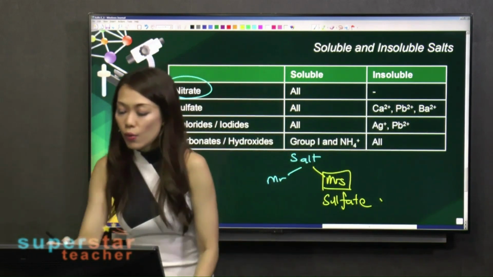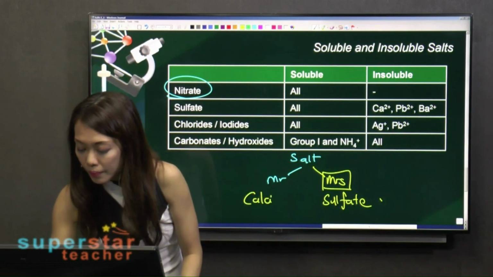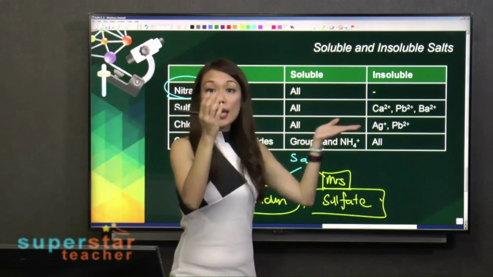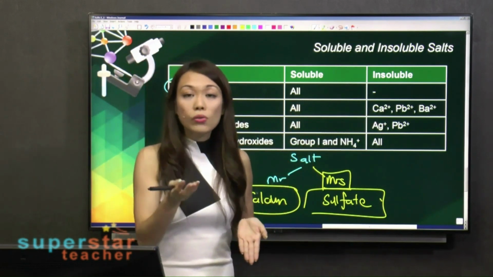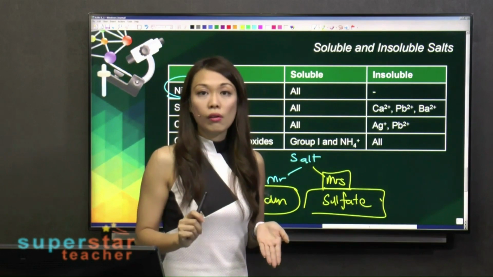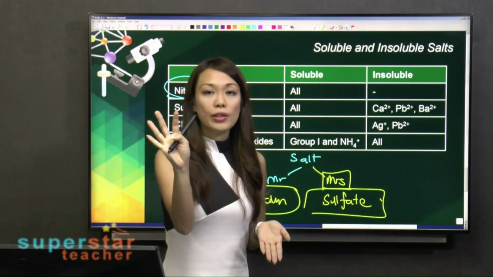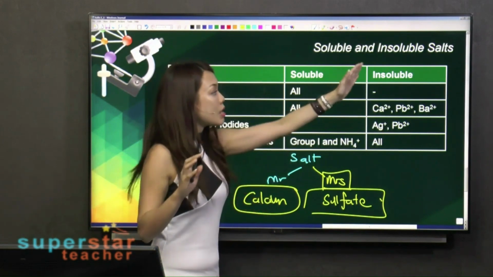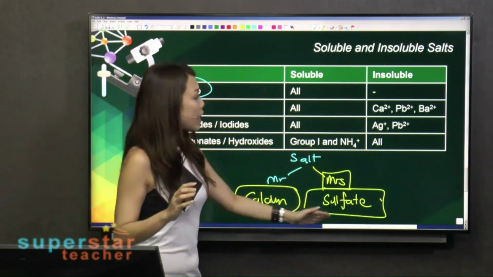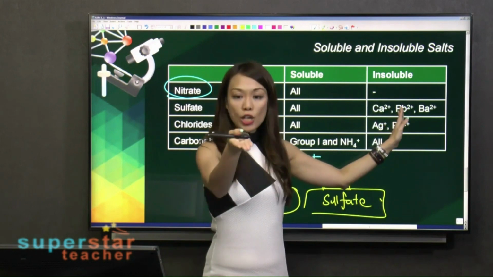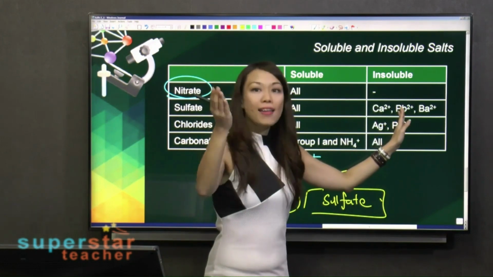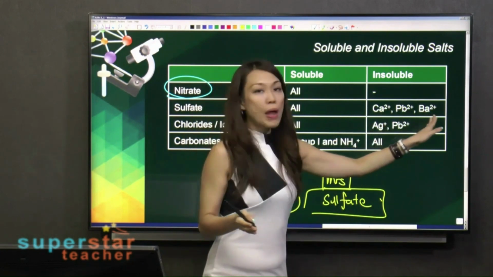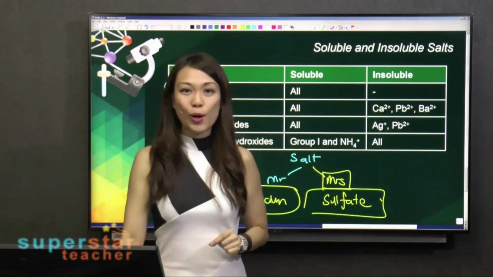Which means if this is calcium sulfate, when I place calcium sulfate in a beaker of water, you will notice that no matter how hard I stir, it's not soluble. It doesn't dissolve, it doesn't disappear. So that's the meaning of insoluble. Besides calcium sulfate, Pb, look at your periodic table, represents what? Lead. Ba represents barium. So lead sulfate and barium sulfate are all insoluble salts.